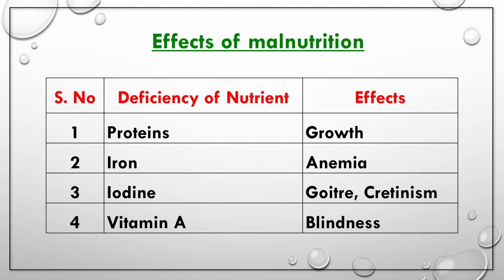Let me explain the effects of malnutrition, that is deficiency of nutrients. Deficiency of protein has an effect on the proper growth of a human body. Iron deficiency leads to anemia. Deficiency in iodine may result in goiter and cretinism. Vitamin A deficiency leads to blindness and poor eyesight. Thus, chronically undernourished and malnourished people are disease prone and are too weak to work or think clearly.